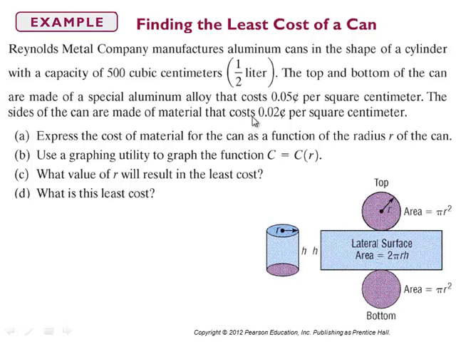So what we want to do is, first of all, express the cost of the material for the can as a function of the radius r of the can. That's no problem. And then graph this function, cost as a function of r. And what will the radius have to be in order to minimize the cost, and what is that minimum cost? So I'm going to answer all those questions. The hard part, of course, is writing the function. So let's write a function first.